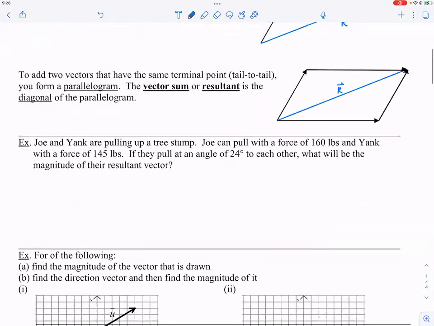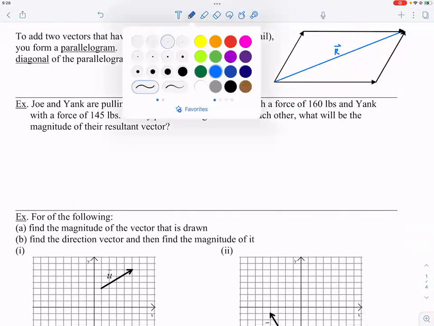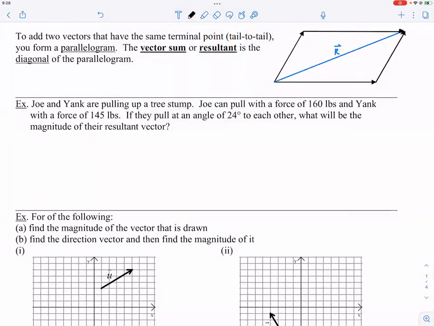But based on what we have learned right now, we can do something easier. So let's look at this one right here. Joe and Yank are pulling up a tree stump. Joe can pull with a force of 160 pounds and Yank with a force of 145 pounds. They pull at an angle of 24 degrees to each other.